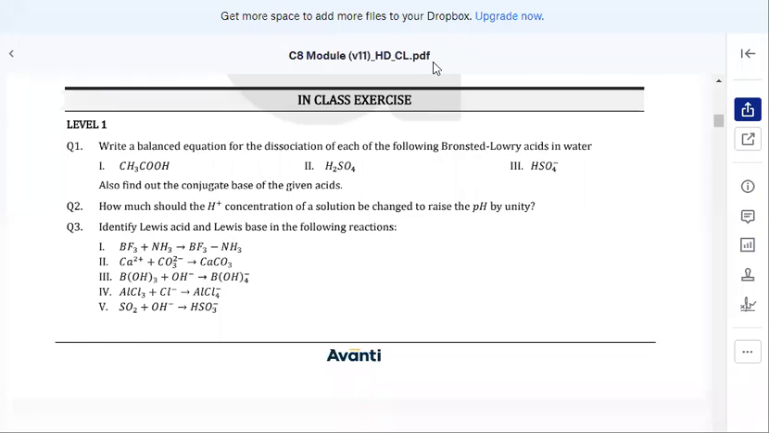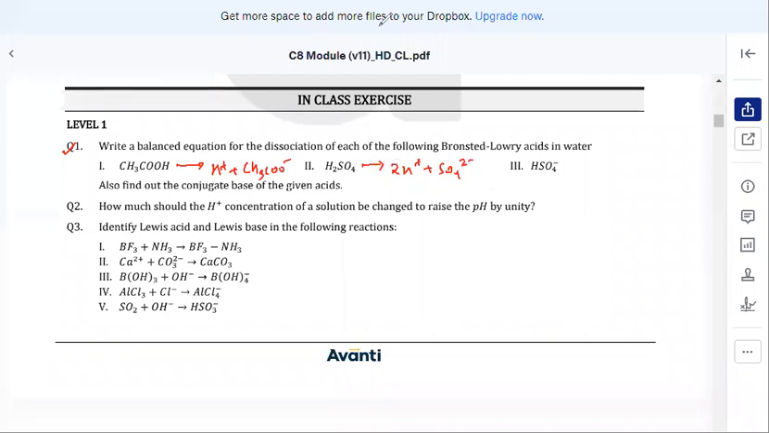So we have: write the balanced equation for the dissociation of each of the following Bronsted-Lowry acids. I hope everyone can solve question number 1. CH3COOH will give H plus plus CH3COO minus, right? H2SO4 will give H plus plus SO4 2 minus, right? But this happens in 2 steps.